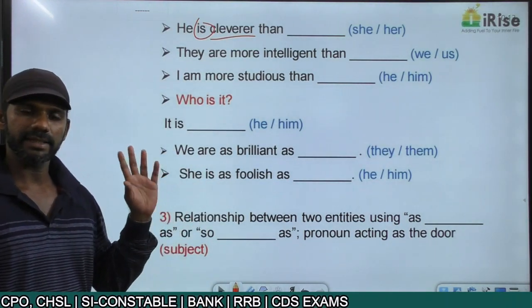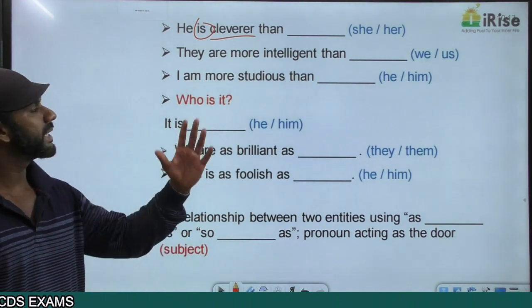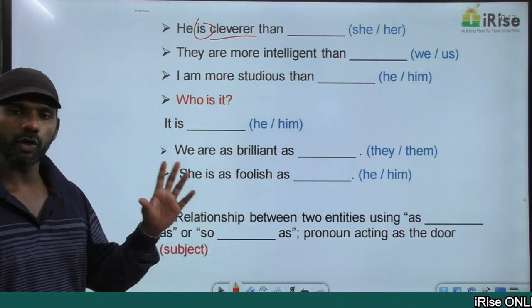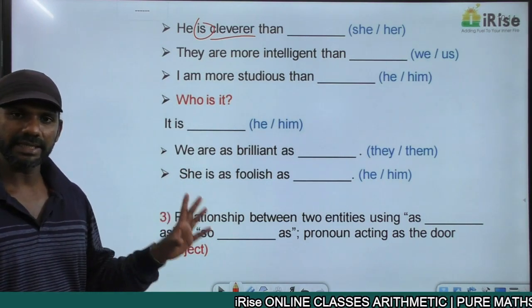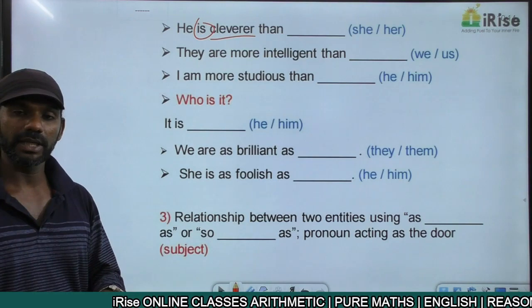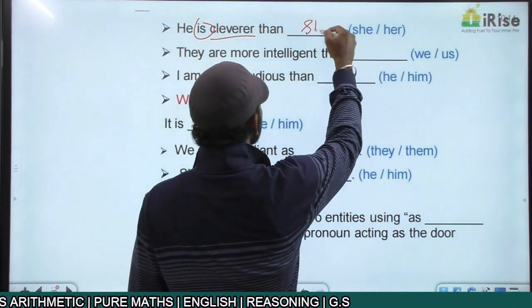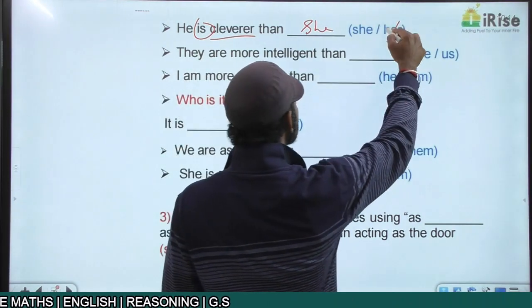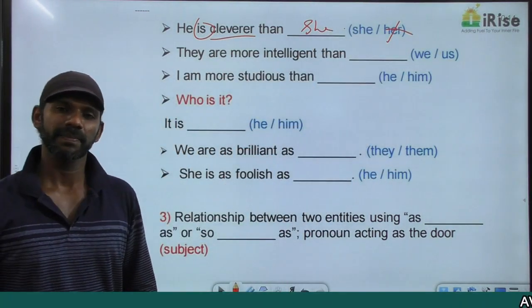In this sentence, is "is" a linking verb or helping verb? Linking verb, because there's no main verb in this sentence. "Is" becomes a linking verb. So we have a linking verb in this statement. The pronoun must be in the subjective form. She is subjective, so she must be the answer. Her is objective, eliminated. So the answer must be he is cleverer than she.